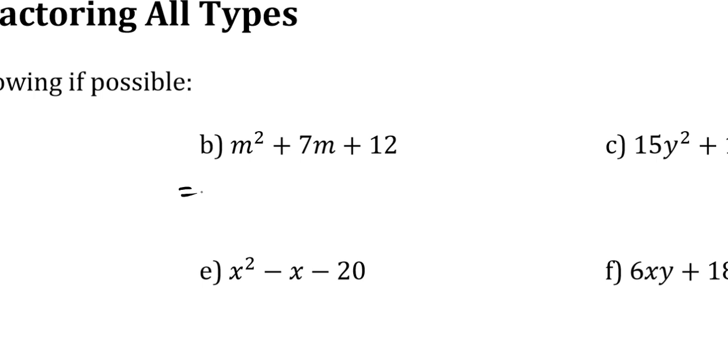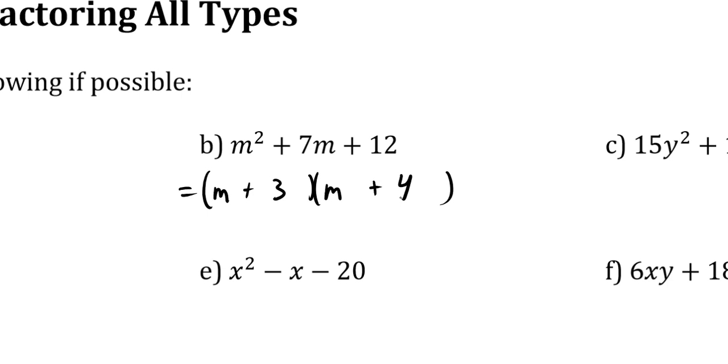B, 3 terms, it's in the correct form, so it looks like the type of question where I'm looking for 2 numbers that add to 7 and multiply to 12. And we need to get the order correct, so they add to the middle term that has an m in it, and they multiply to the constant term that has no m. And so the 2 numbers in this case are 3 and 4.